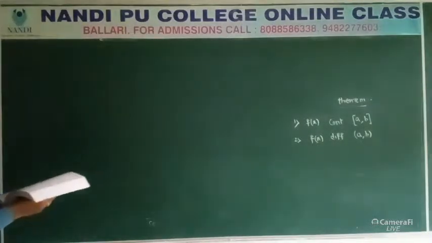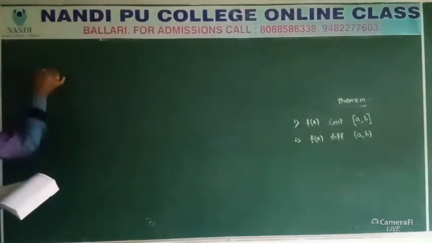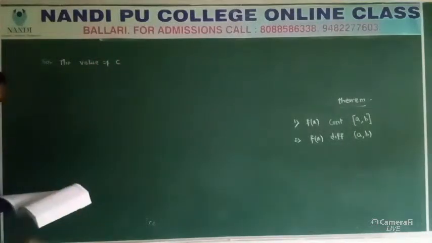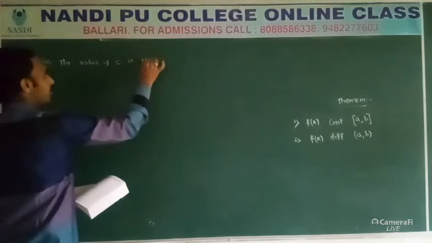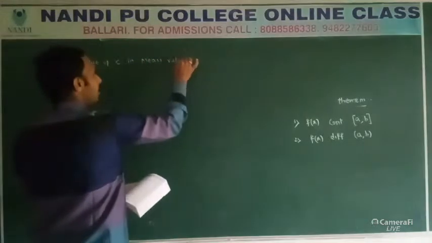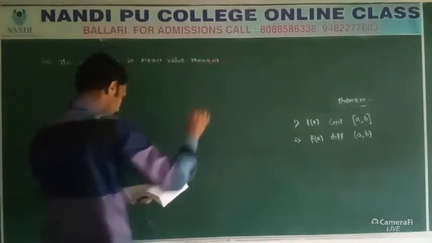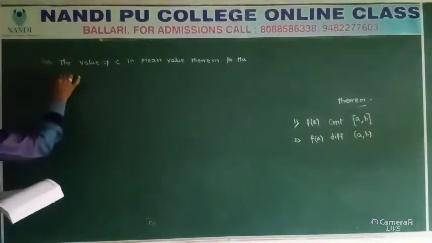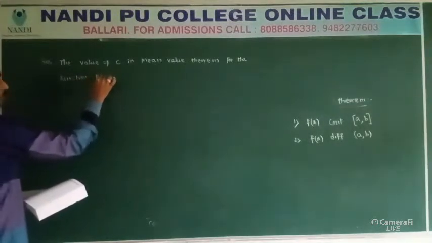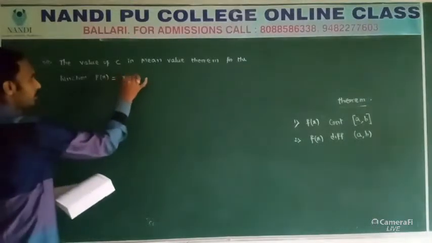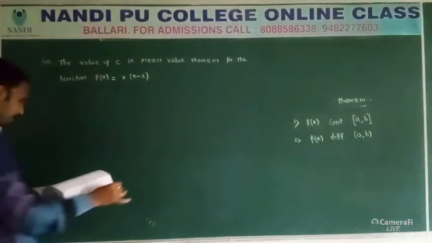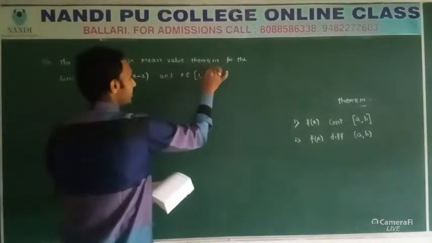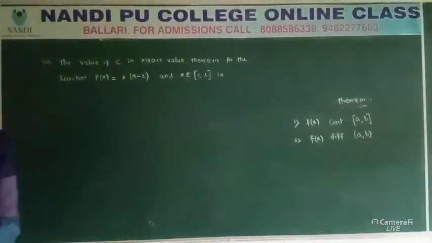Okay, right, another problem, number 50. The value of C in mean value theorem for the function f of x is equal to x into x minus 2, and x belongs to the closed interval 1, 2, is?